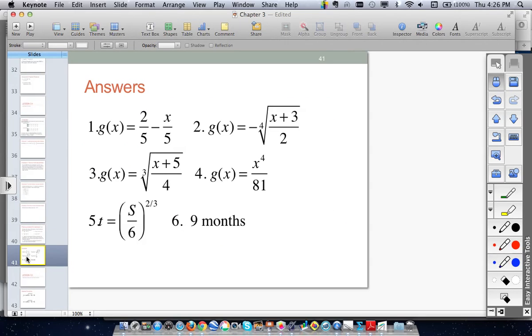All right, so here are the answers to those 6 practice problems. I believe there are no mistakes. If there are, we'll go over them in class. Have questions, circle them. Again, let's talk about it in class.